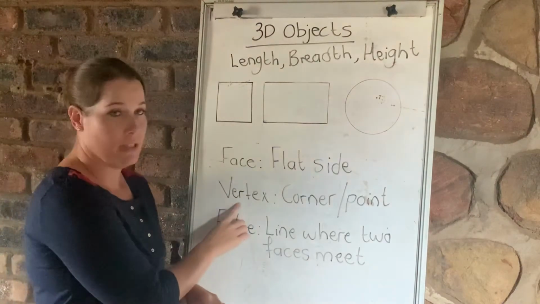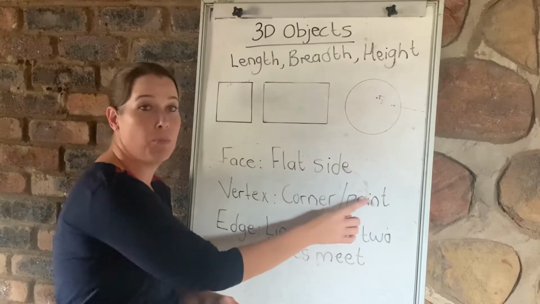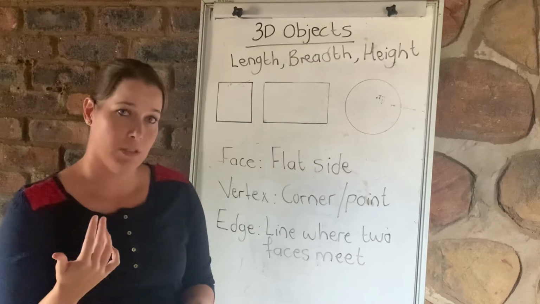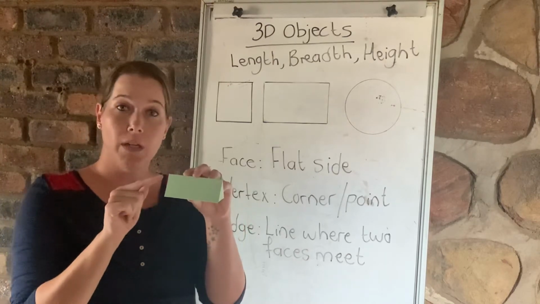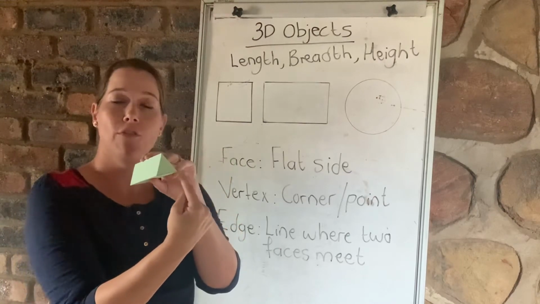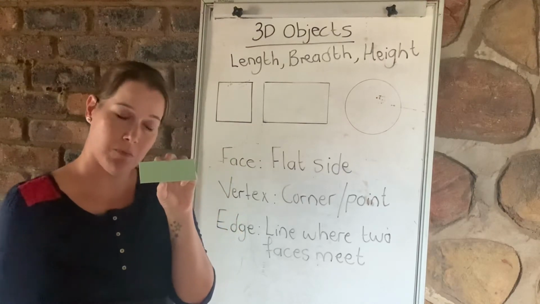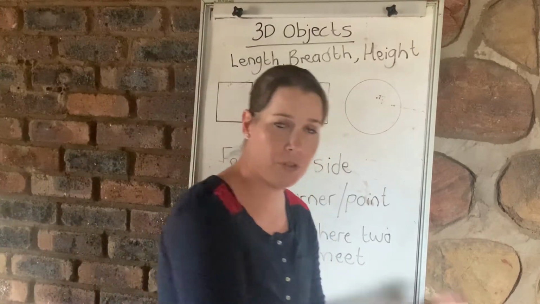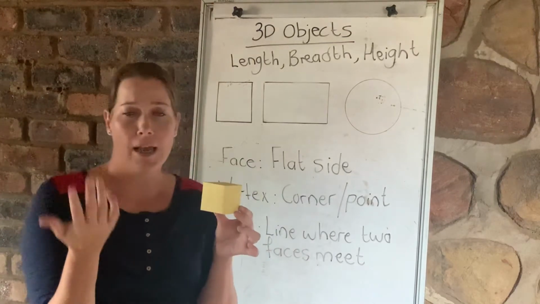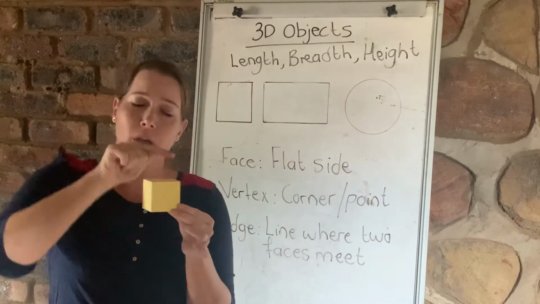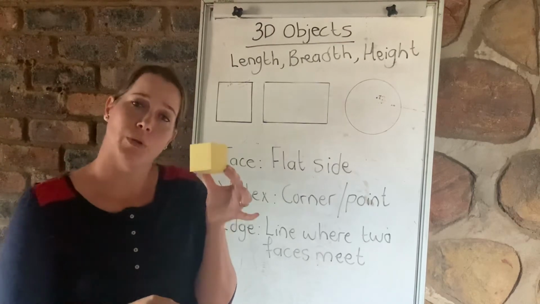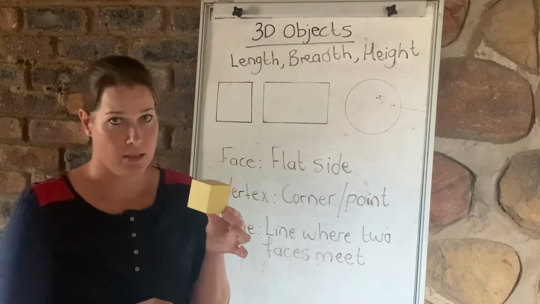Let's move on to a vertex. Now a vertex is a corner or a point. If you have one, it's a vertex. If you have more than one, it's vertices. So this one will have 1, 2, 3, 4, 5, 6 vertices. If we look at the cube, for example, again, remember a vertex is a point, so we count them. 1, 2, 3, 4, 5, 6, 7, and 8. So a cube will have 8 vertices.